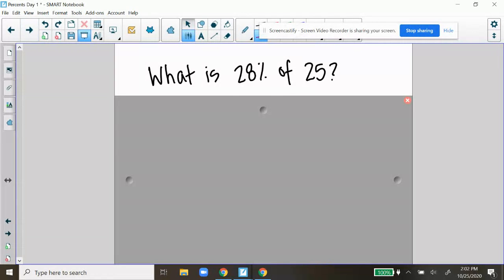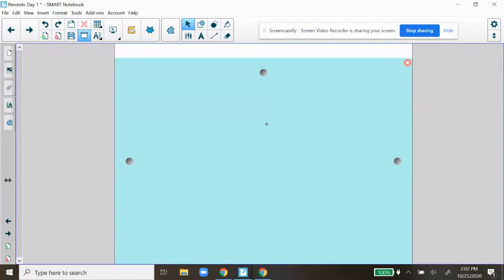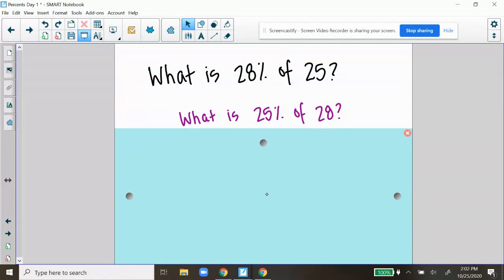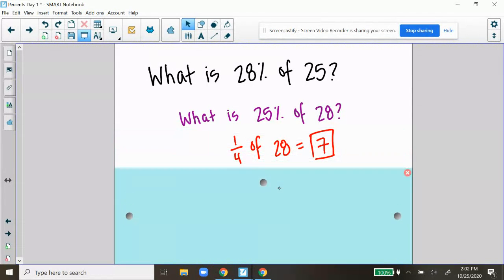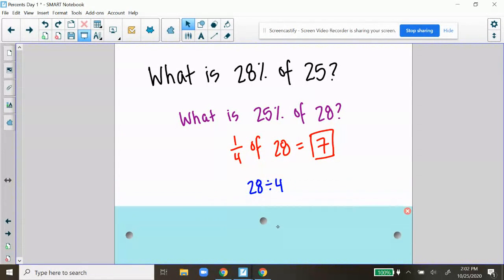All right, you're back. What is 28% of 25? So hopefully you flipped it to think about what is 25% of 28. Well, 25% is 1/4 of 28. So my answer here would be 7.